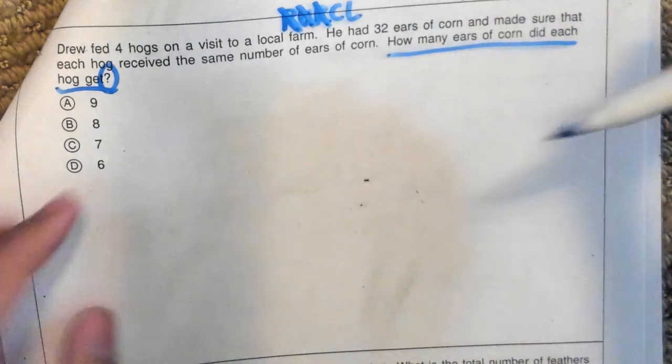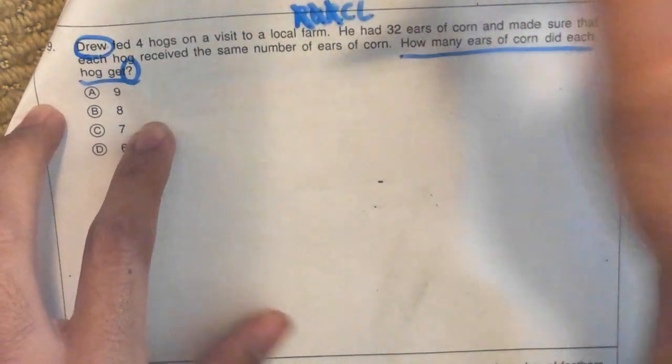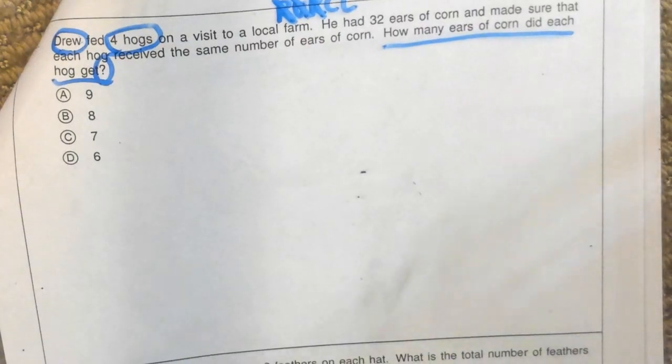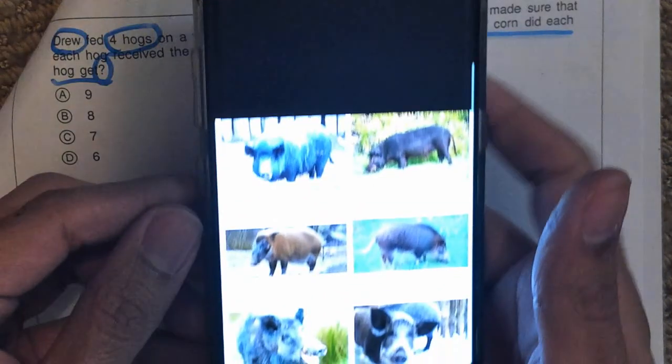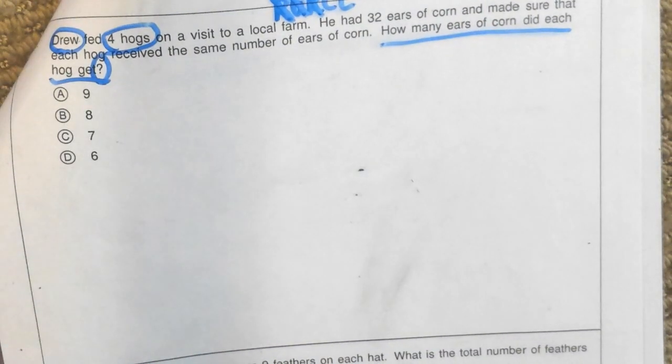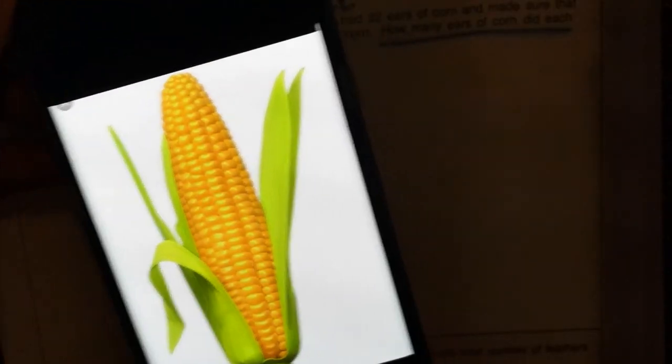Well, I know that this problem is about Drew, and I know that he fed 4 hogs when he went to a local farm. A hog is a type of pig that looks like this, and I know that he was going to try and feed them ears of corn. So this is an ear of corn. He had 32 ears of corn, so I'm going to circle that, and made sure that he was going to give each hog the same number of ears of corn.